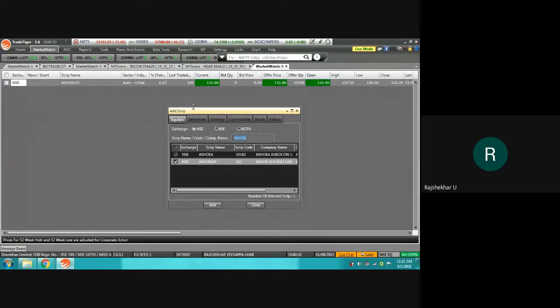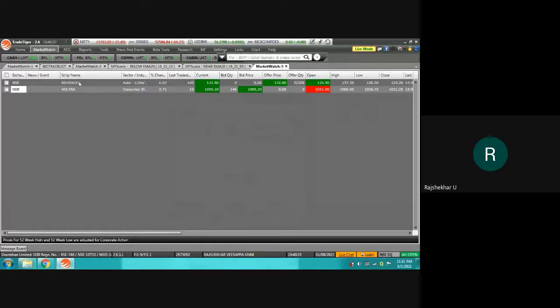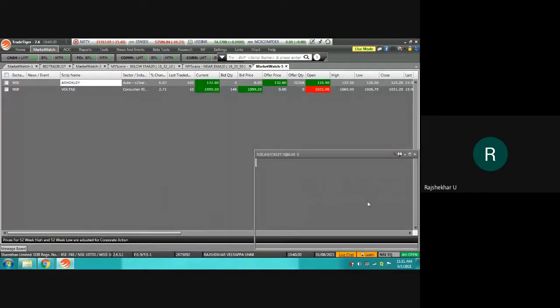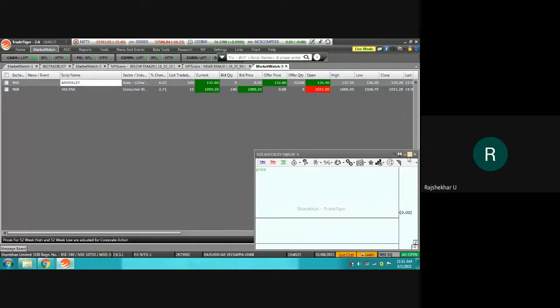the procedure I will explain in Trade Tiger, because this one I use. So I will explain in this only. I'm adding both the stocks in the watch list. For my research purpose, I use this Trade Tiger. If you open an account with Sherkhan, this will be available free of cost. Trust me, this is very good.